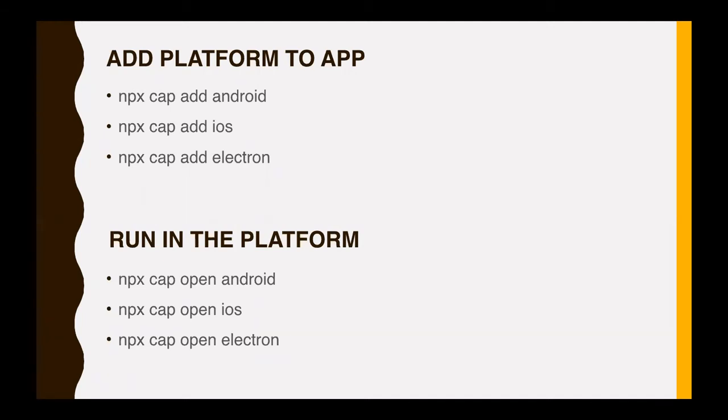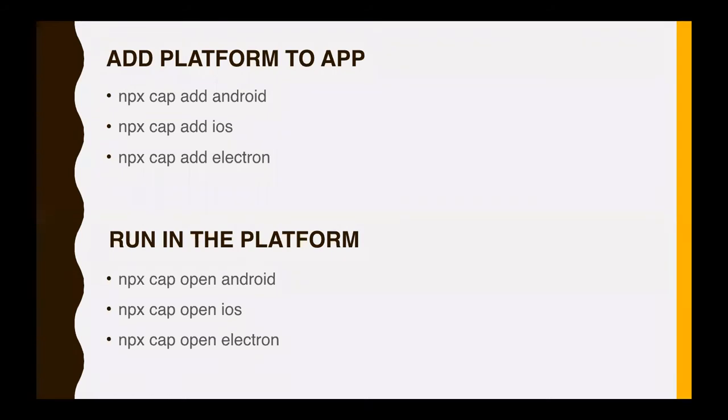So npx cap open android. When we do npx cap open android, our code will be converted to the native Android code, and Android Studio will be opened. In case of iOS, our code will be converted to iOS code, and Xcode will be opened. In Electron, similarly, we get the desktop application. So let's add the platforms and run them.